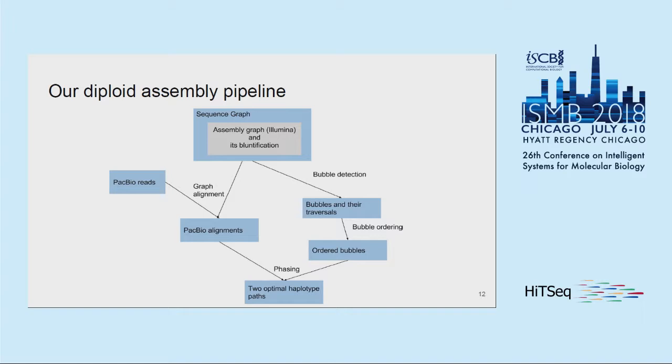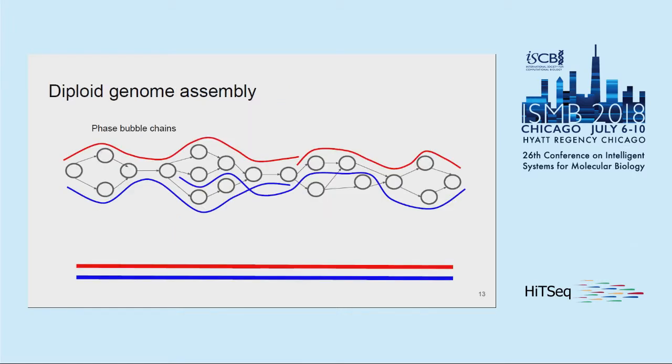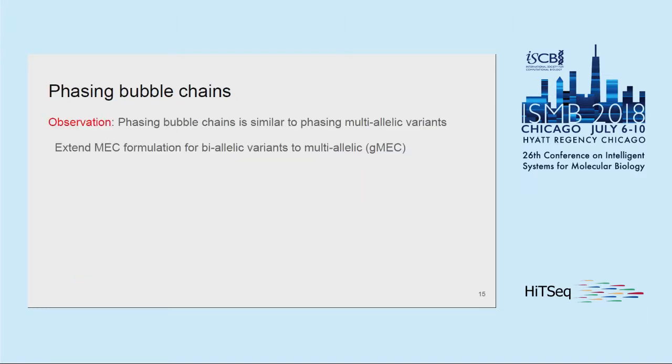And we align long read data sets such as PacBio to this assembly graph. Now, based on the PacBio alignments through these bubble chains, we want to find out the two haplotype paths in this graph such that we remain consistent with the reads. Now let's go more in detail how we can phase the bubbles.